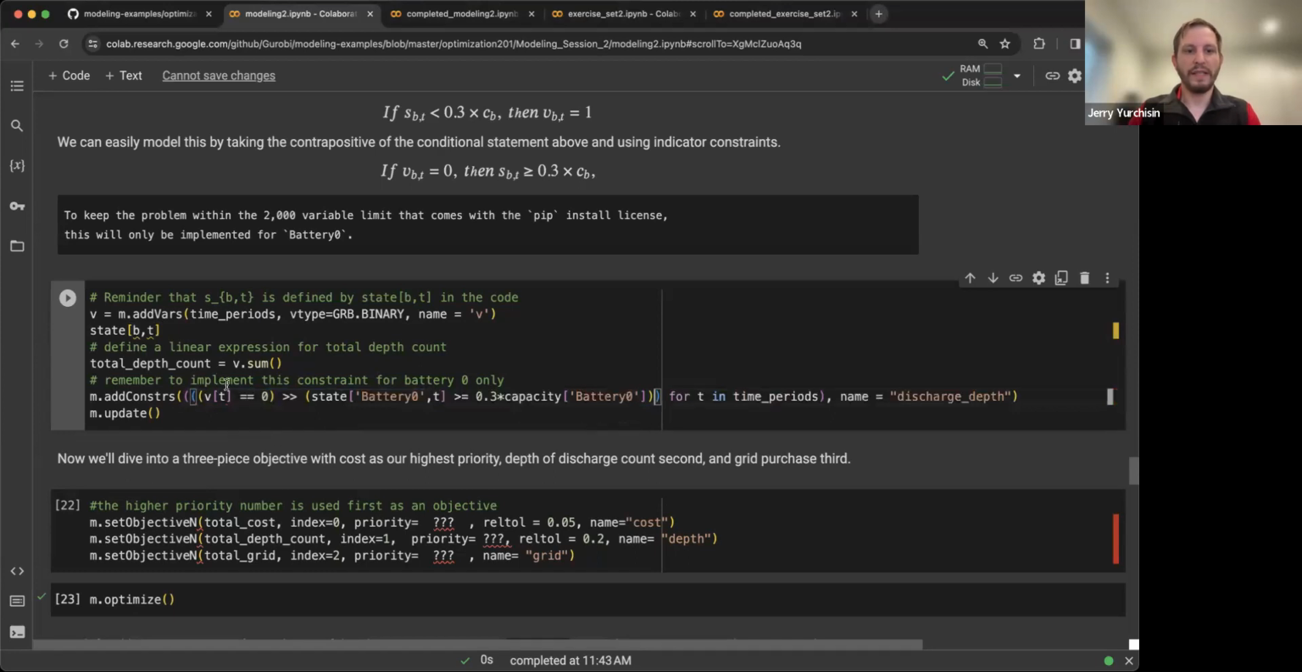So it's VT. Again, since we're only doing this for one battery, when VT is 0, then the state of battery 0 at time t must be greater than or equal to 30% of its capacity. And this is for all time periods in t.